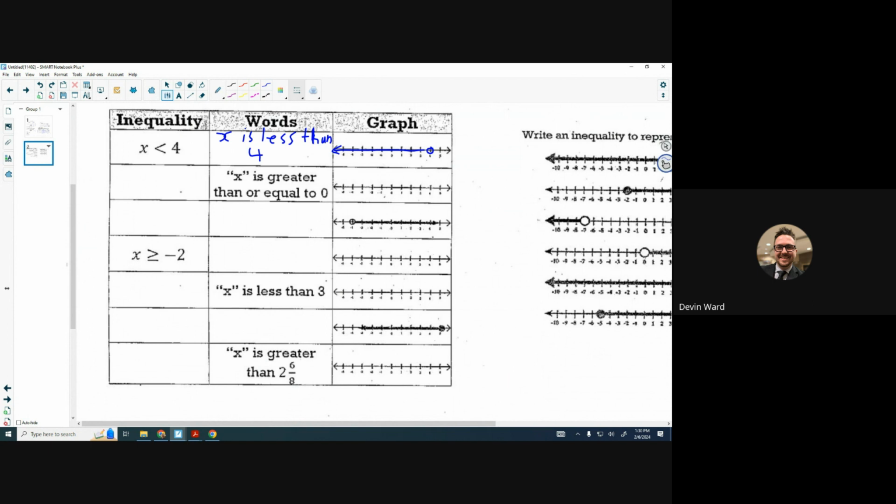Okay, this one, x is greater than or equal to 0. So I know that it's at 0, and because it's greater than or equal to, I have a solid dot. And x is greater, so I'm going to go to the right when it says greater. Okay, but this time I started there, I did my graph again, but I still need to write the inequality. So I have x, and I have 0, and greater than or equal to, that means that x is bigger, so the alligator is going to open towards the x. And greater than or equal to, I need the line. So x greater than or equal to 0.